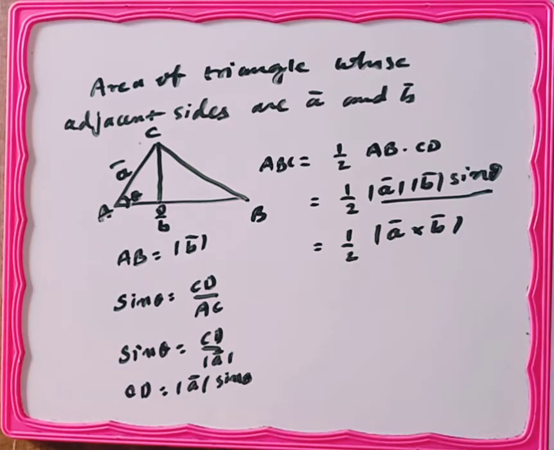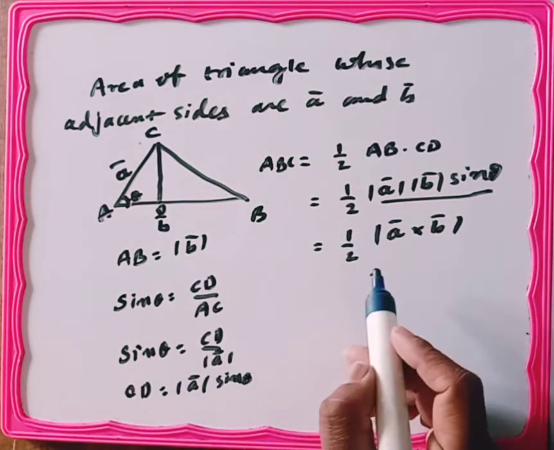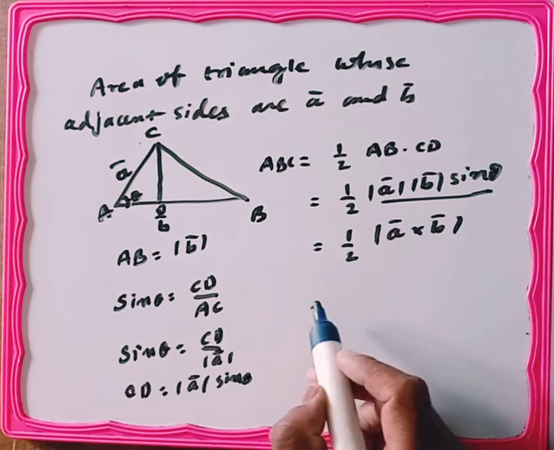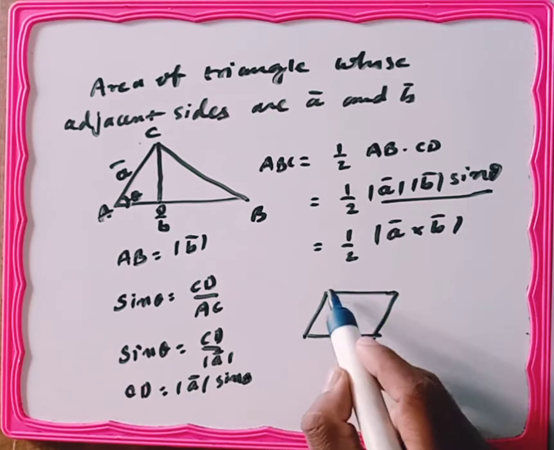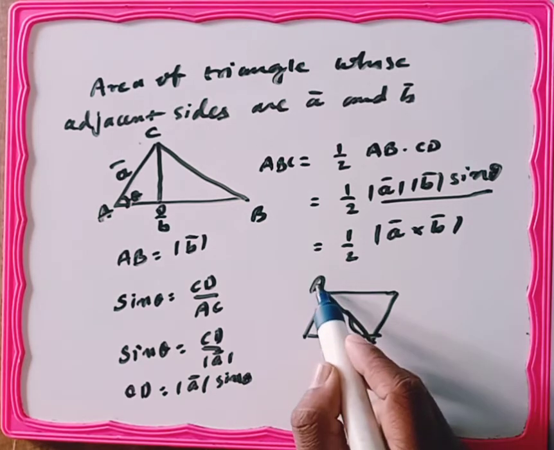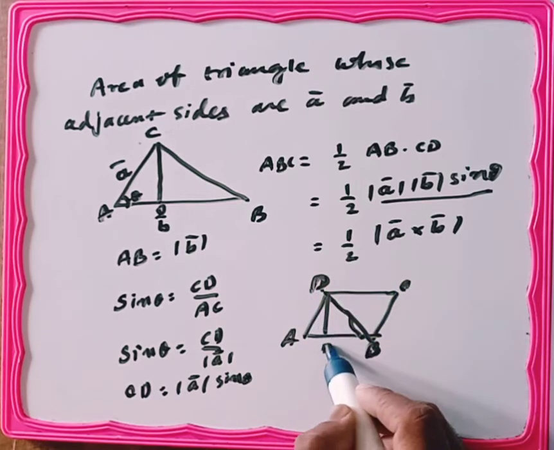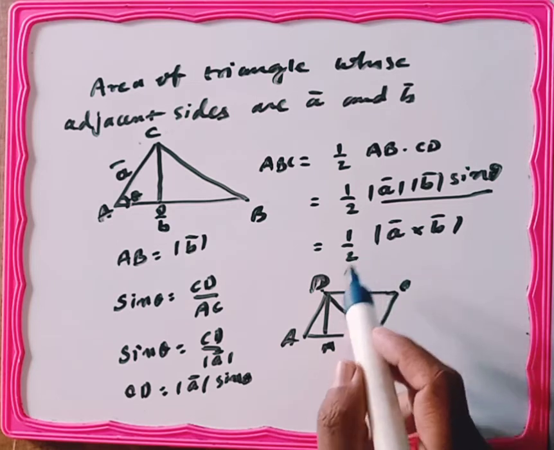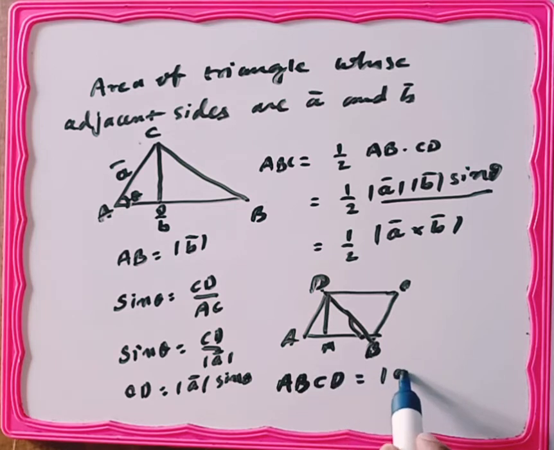And so area of any triangle whose adjacent sides are a bar and b bar is 1 by 2 magnitude a bar cross b bar. Now with this we form the parallelogram, and we know that in a parallelogram we get two congruent triangles, so area of the parallelogram ABCD, where DM is the altitude, with the same concept is double that area, so area of parallelogram ABCD will be only magnitude a bar cross b bar.